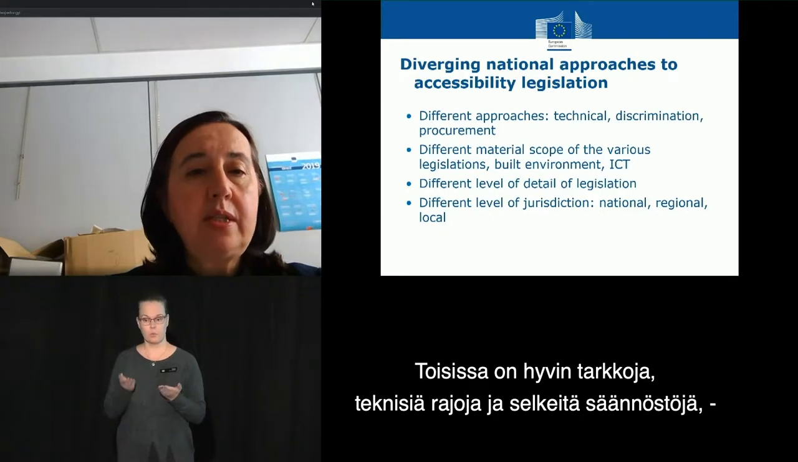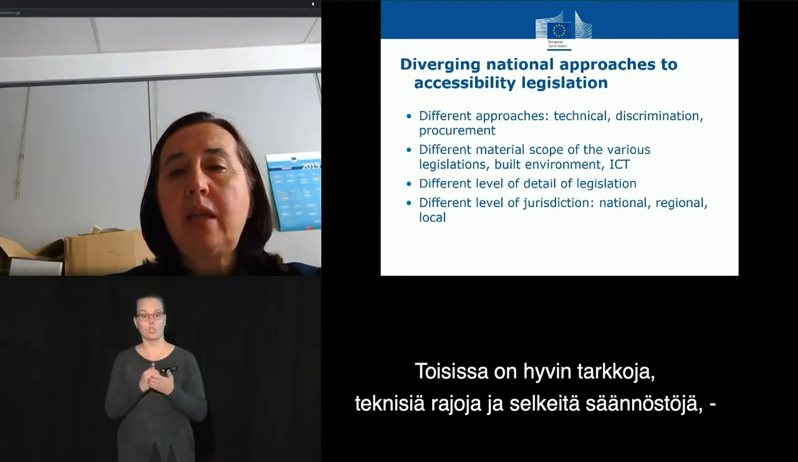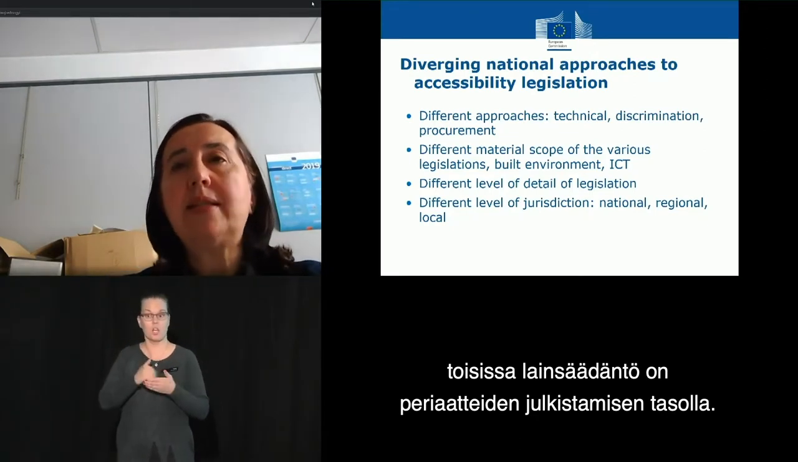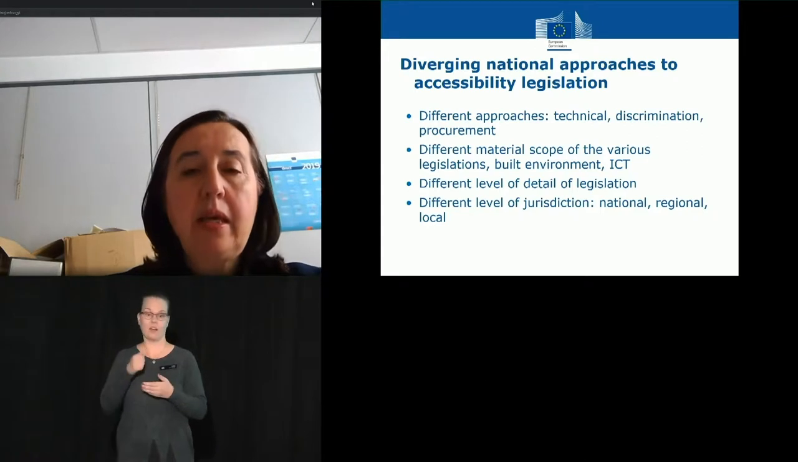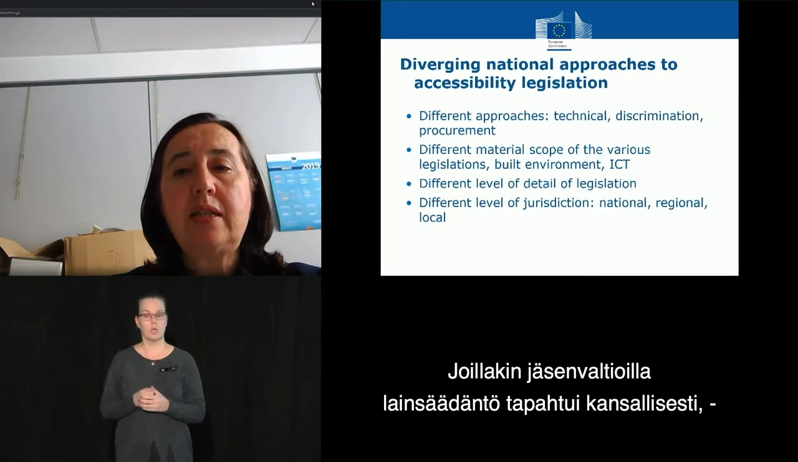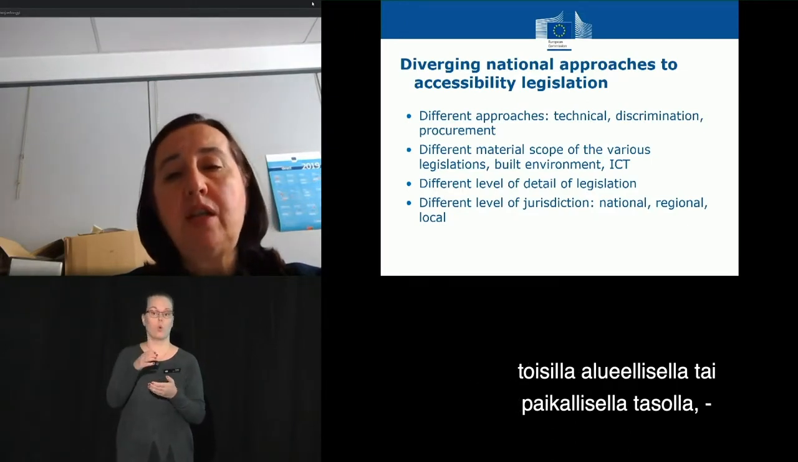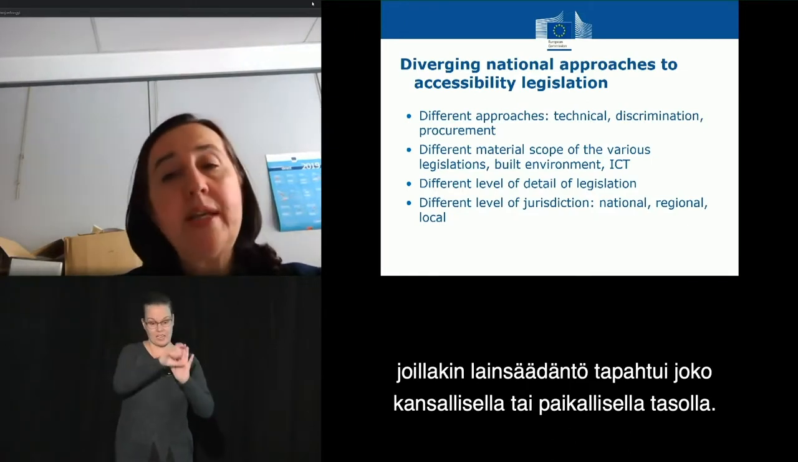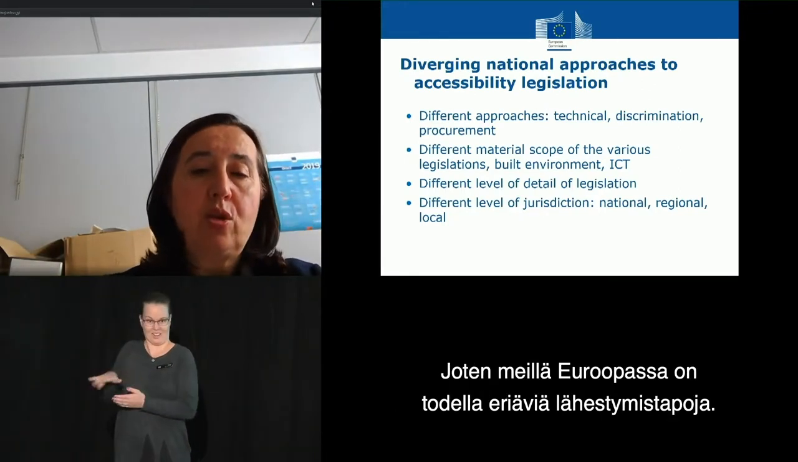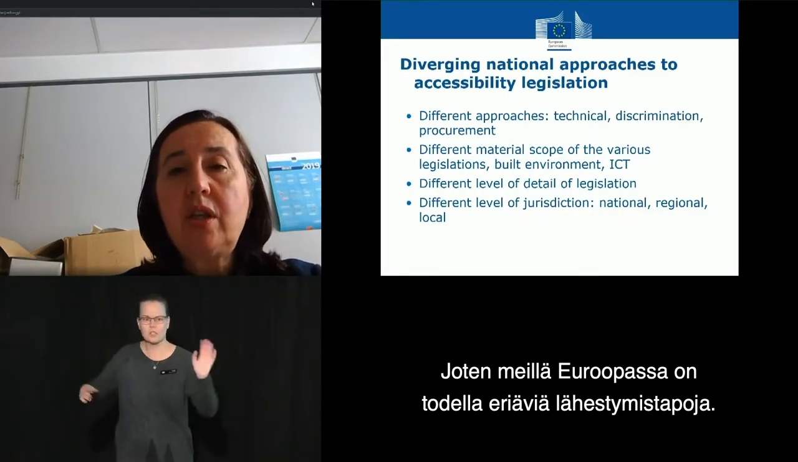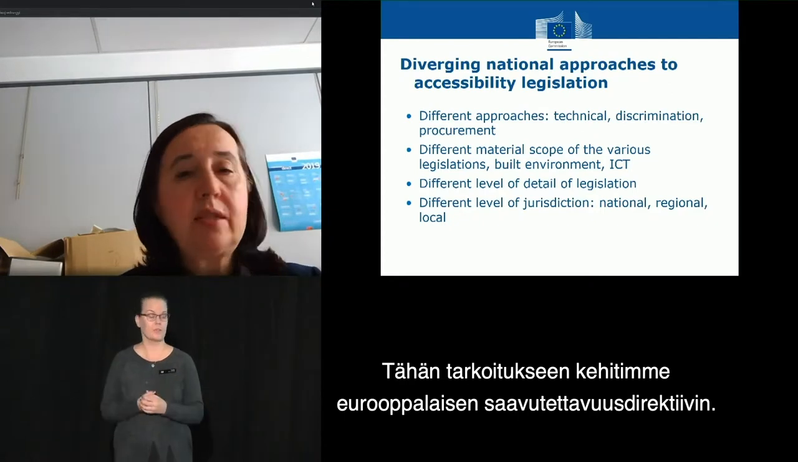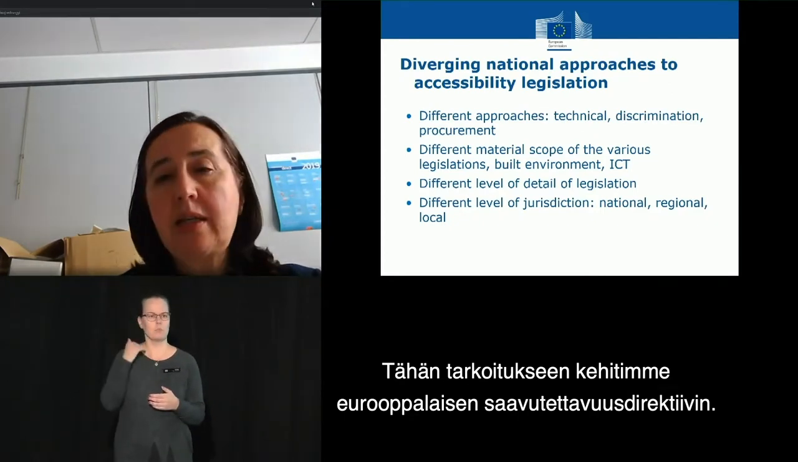Some contain very detailed technical parameters and specific provisions, while others have legislation at the level of declarations of principles. Even the level of jurisdiction was different. Some member states had legislation at national, some at regional and local level, some only at national, some only at regional level. So we have really very diverging approaches in Europe. And that is where we entered with the European Accessibility Act.